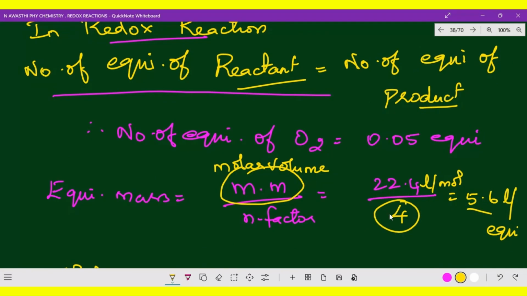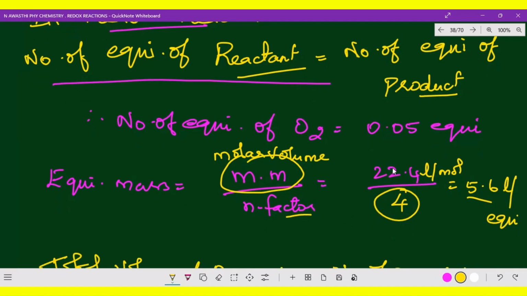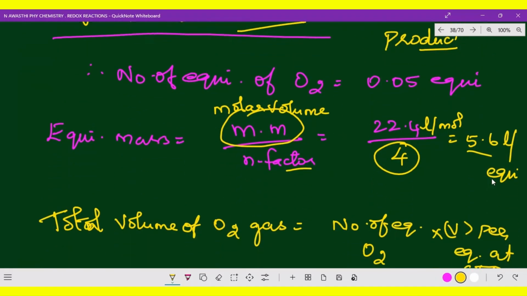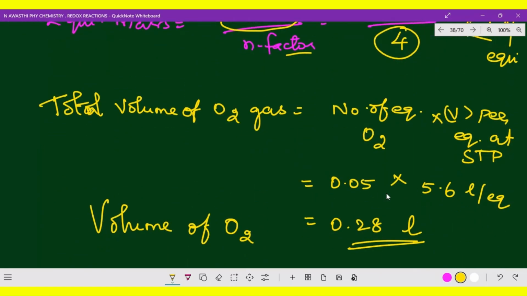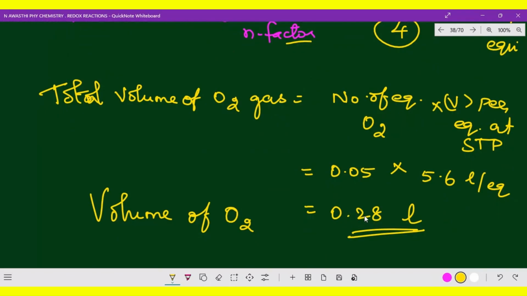So number of electron change, it is n factor, no? So that is n 4 only. So 22.4 divided by 4, we are getting 5.6 only. Yes, now we are calculating total volume of gas, 0.05 into 5.6. You are getting 0.28 liter only.